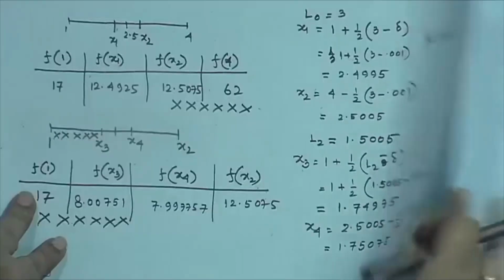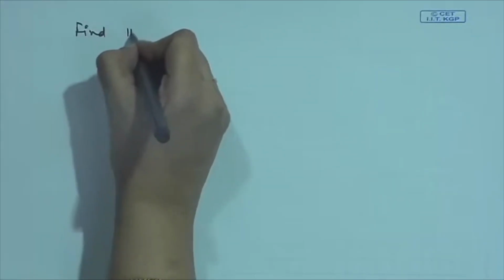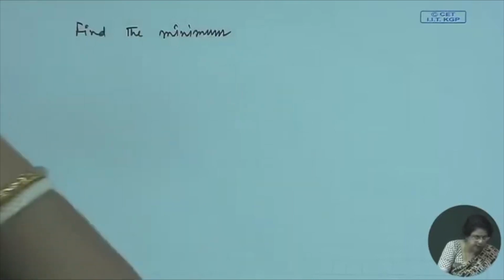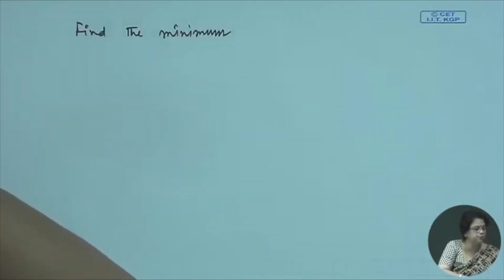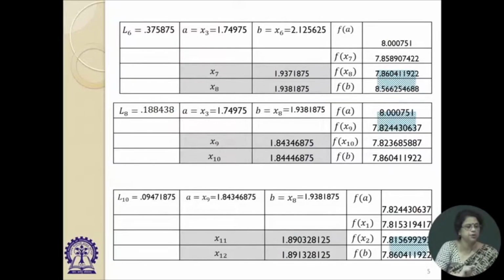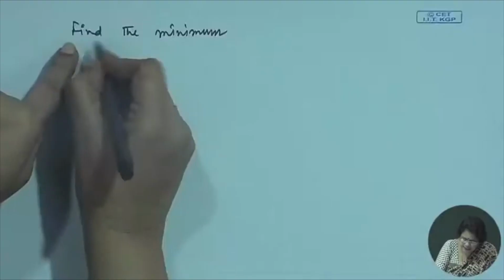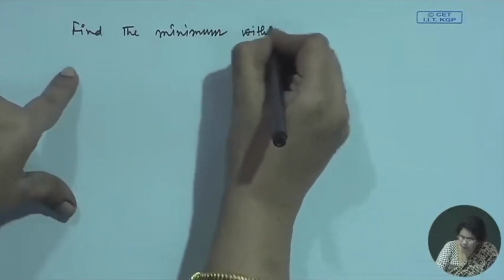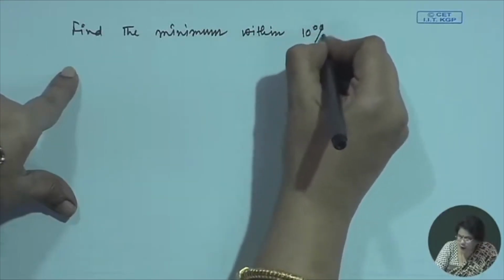Okay. Now, one thing I would like to mention here, just to see we are getting a nice pattern. How long shall I proceed? That is the question for us. If it is given to you that find the minimum, I have calculated a few, just to see, I will show you all the steps. Okay. But if it is given that find the minimum within 10% of exact value.